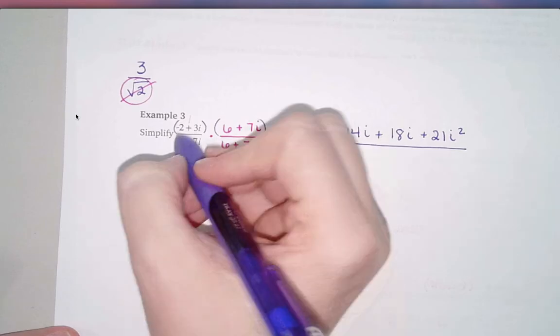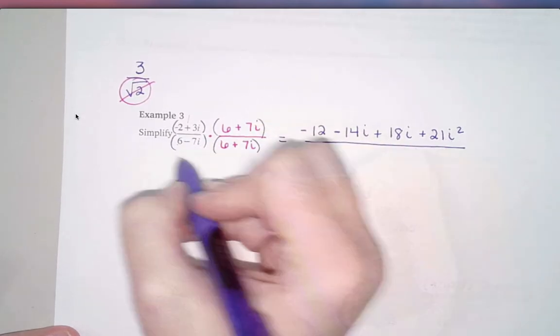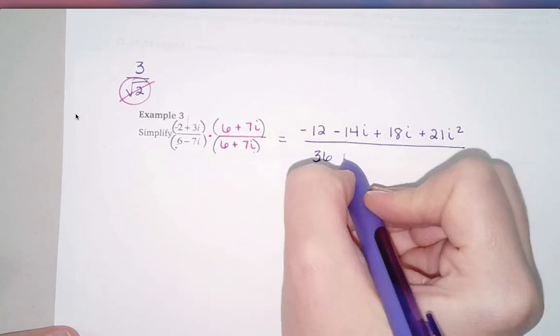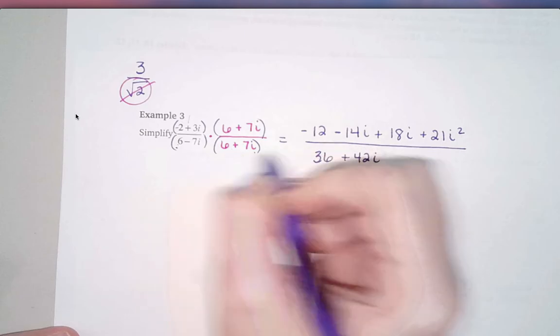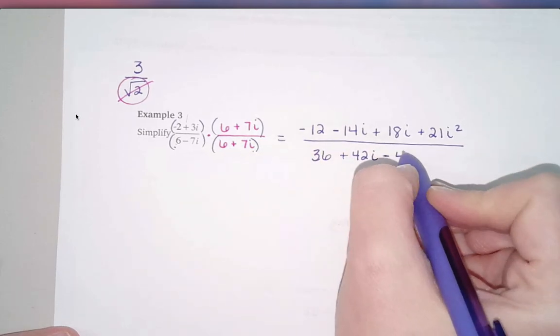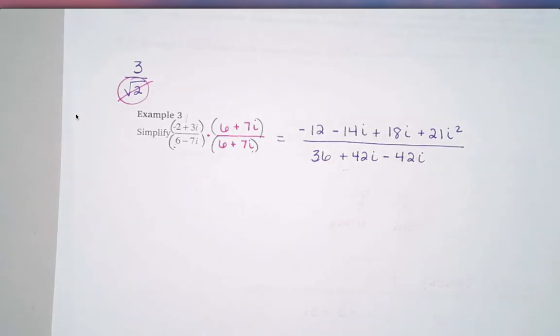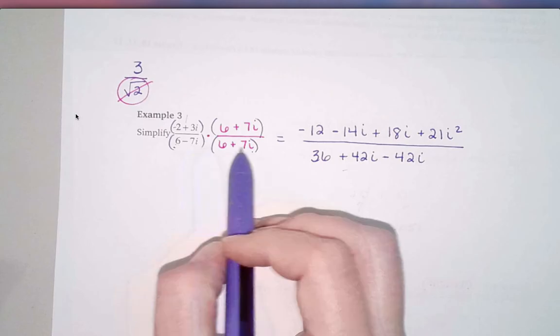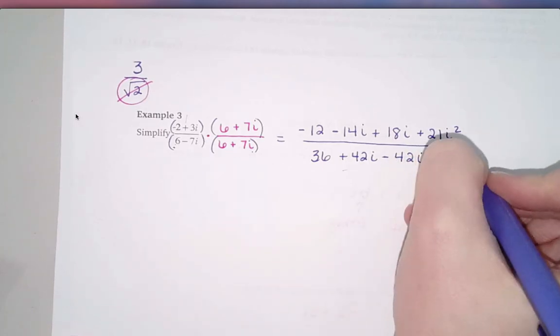6 times 6, starting out here, is 36. 6 times 7i is 42i. Negative 7i times 6 is negative 42i. And so I can see right now that those i terms are ready to cancel out. That's good. That's the whole point of doing this, to make that happen. And then negative 7i times 7i makes negative 49i squared.